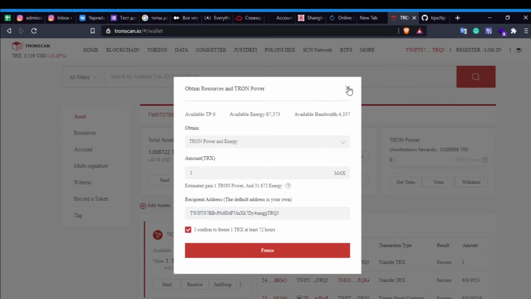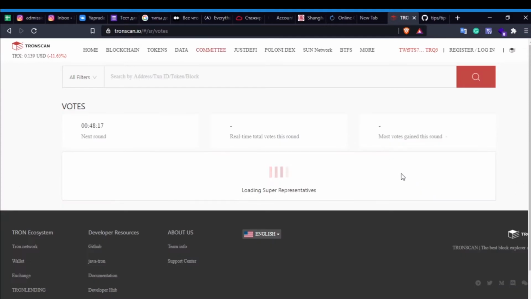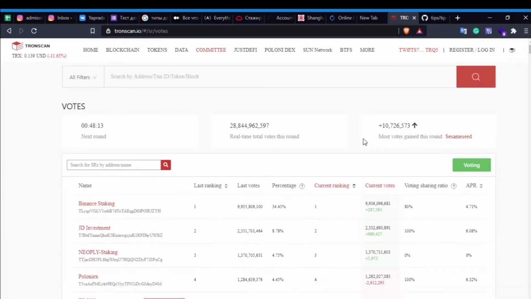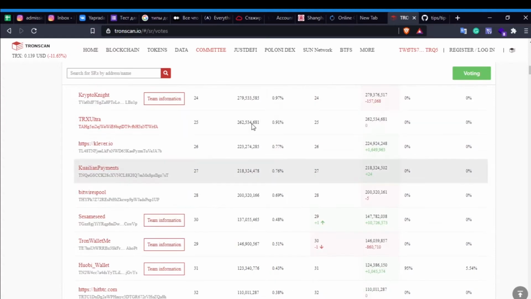That's it. Okay, you freeze, you get Tron power, and so you have to go here, votes. Now, when you have votes, one TRX is one Tron power, which is one vote. Now you have to vote for one of them. These are super representatives which decide, which process our transactions. What are they? Let's see.